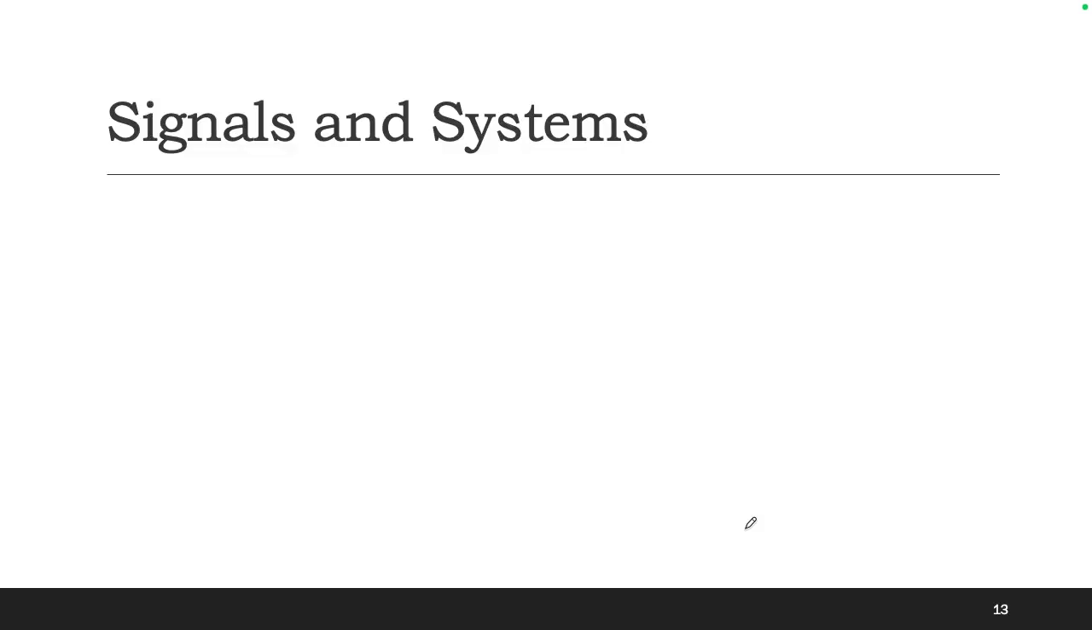Let's try to find the difference between signals and systems. Before we talk about what systems and what signals are, based on what we have already talked about, what is a signal? Yeah, wave. Yeah, you're right. That's a very good example.